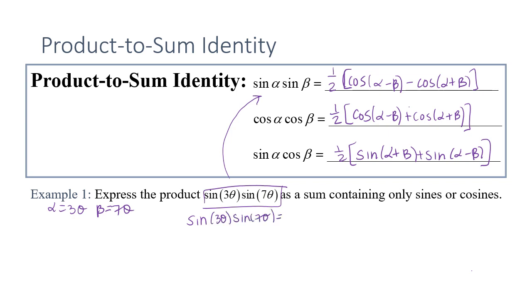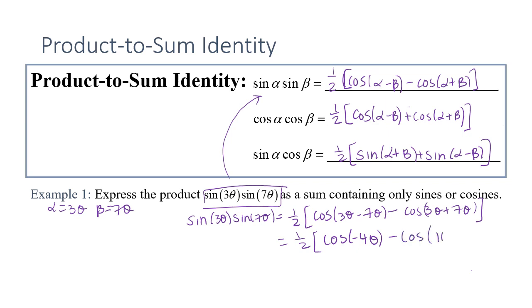So I could rewrite this as 1/2 times the cosine of 3 theta minus 7 theta minus the cosine of 3 theta plus 7 theta, which then goes into 1/2 times the cosine of negative 4 theta minus the cosine of 10 theta. And remember that cosine is an even function, so that negative can just leave, and we're left with 4 theta and 10 theta.